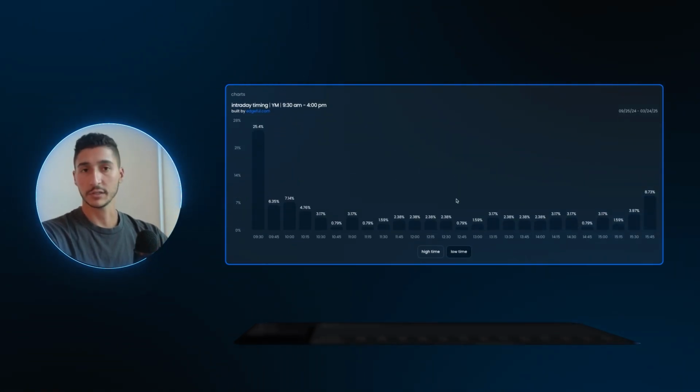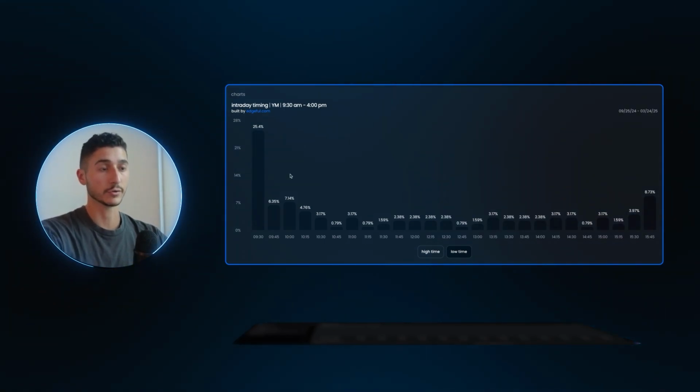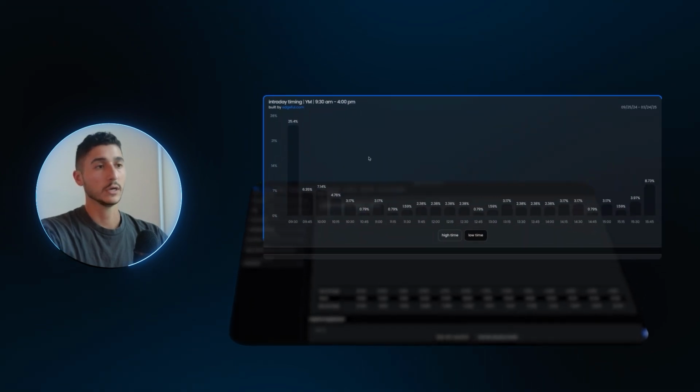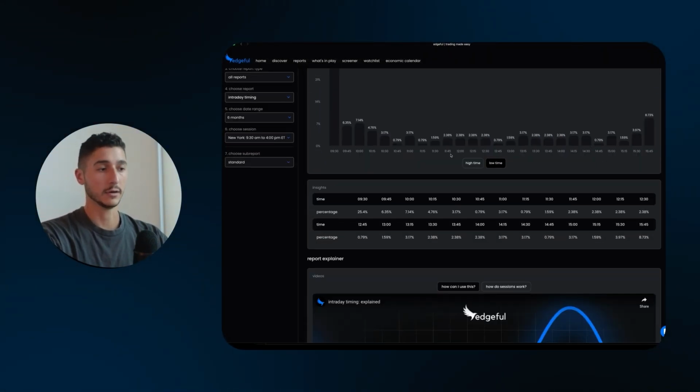So obviously this is more for confluence. You don't want to be taking a trade just on this. This is something you can add to your strategy or add with other reports so you can have an understanding of a data-backed high and low of day.